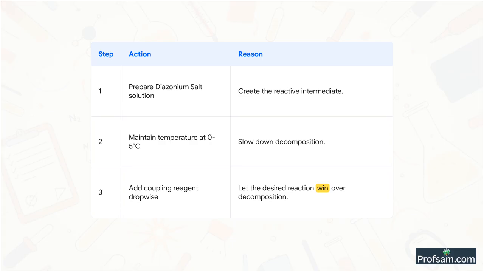This gives them a small window of time to add the next chemical, the coupling reagent. This is the molecule that needs to react with the diazonium salt to create the color. It's like a race against time. They need the desired reaction to happen before the diazonium salt just breaks down and disappears. So you see, temperature control is everything.